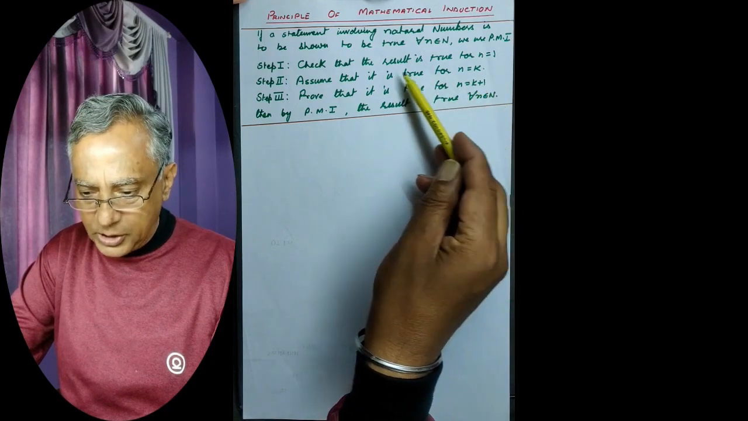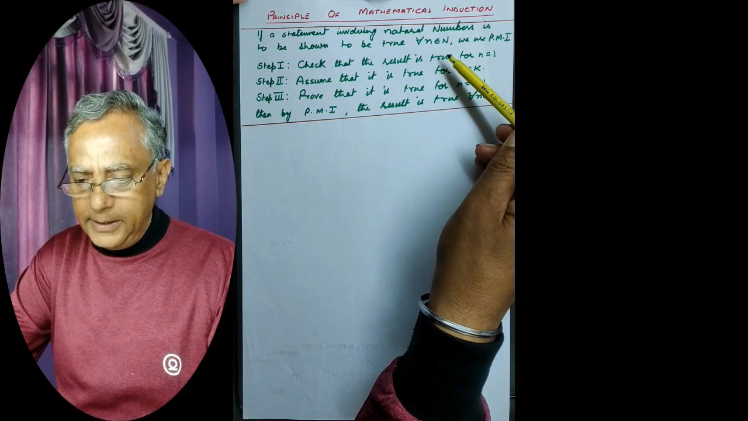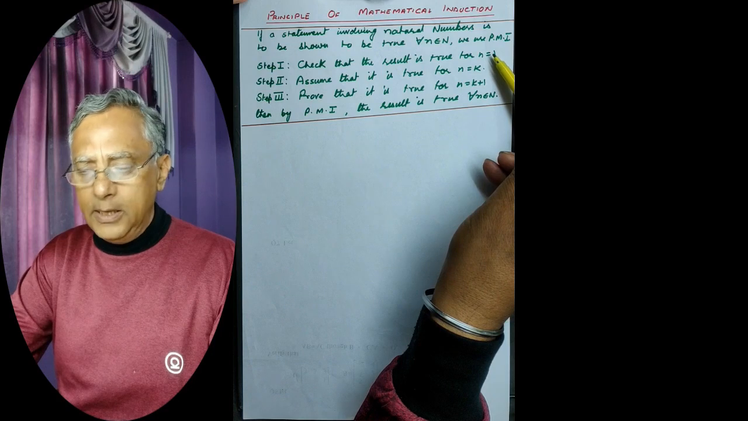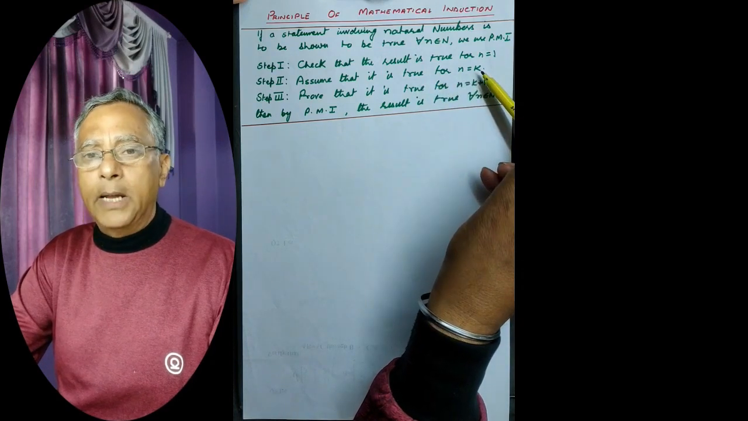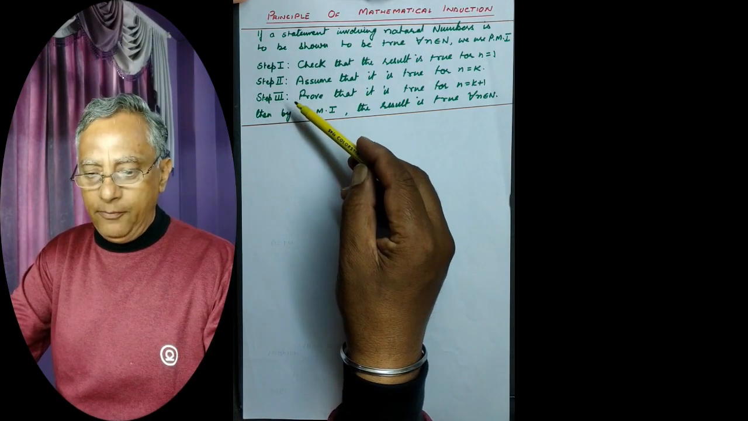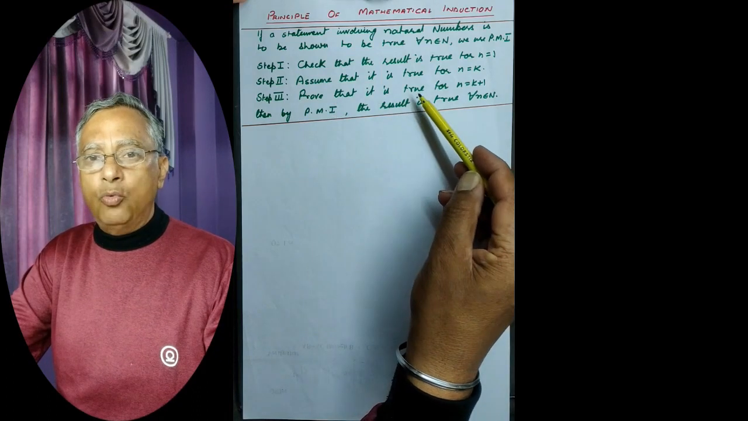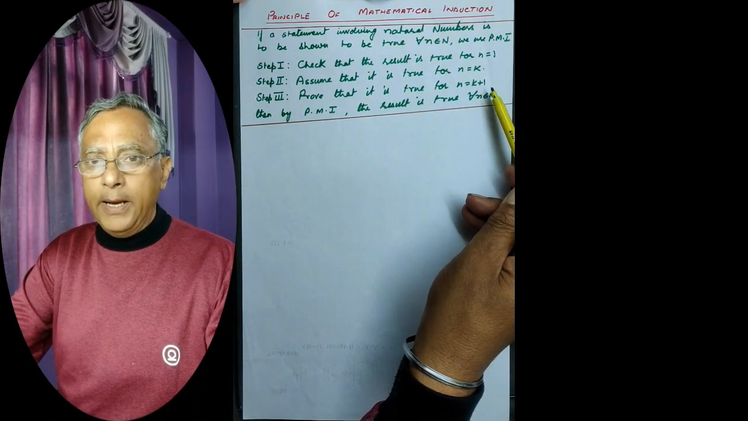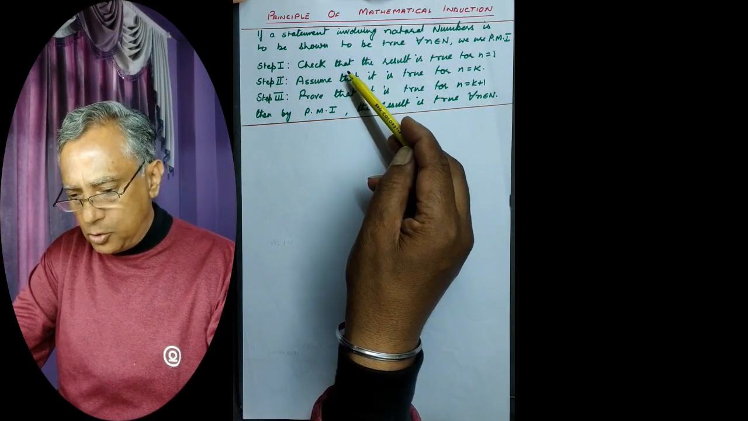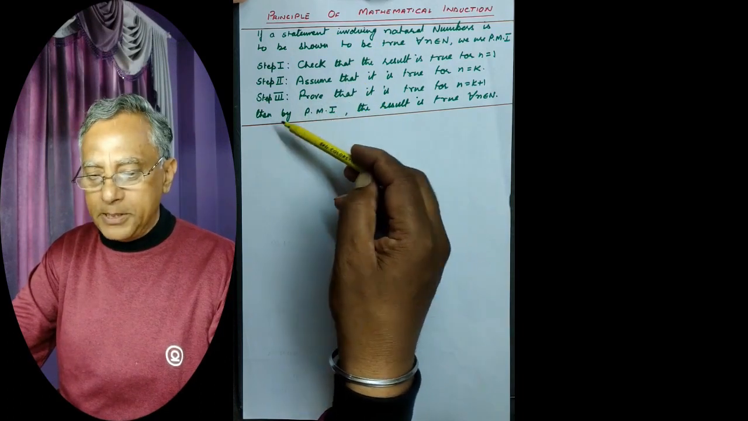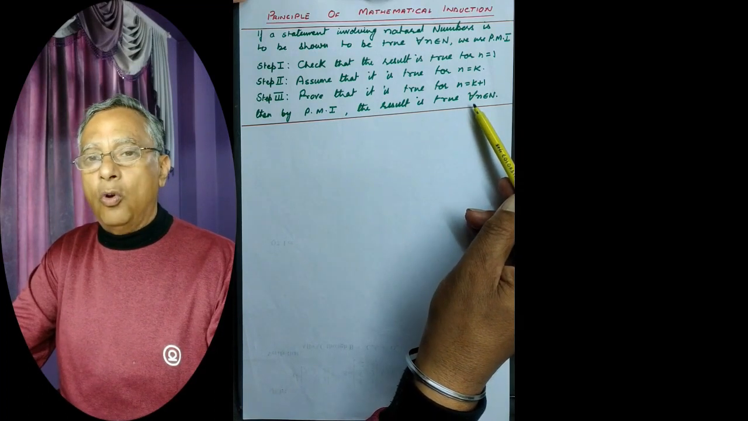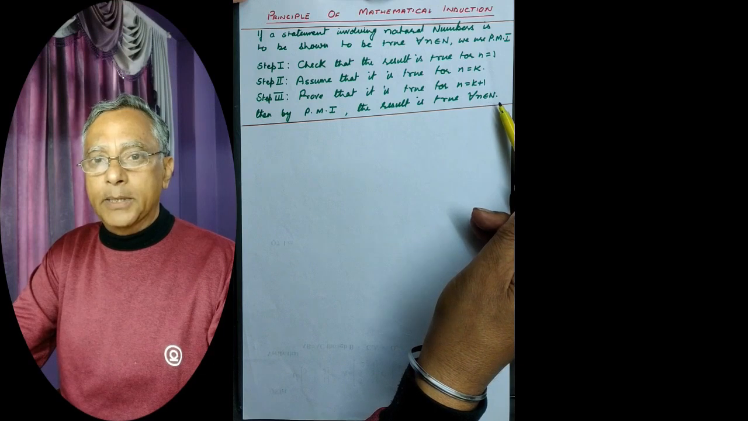Now this is the main step. You have to simply write these two steps. For n equal to 1, check whether the result is true or not, and then put n equal to k and assume that this result is true. Real working is involved in step 3. We have to prove that this result is true for n equal to k plus 1 using this assumption. If we are able to prove these three steps, then by principle of mathematical induction, we can conclude that this result is true for all natural numbers.